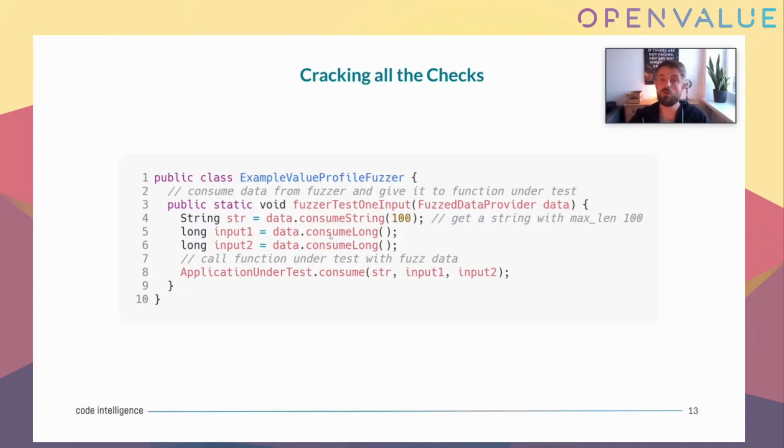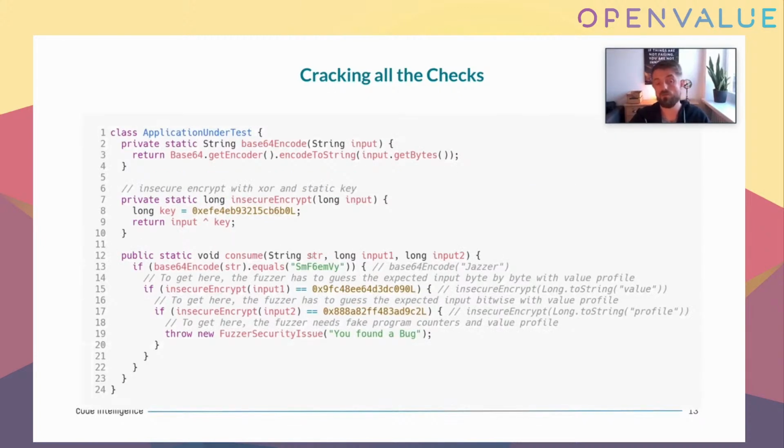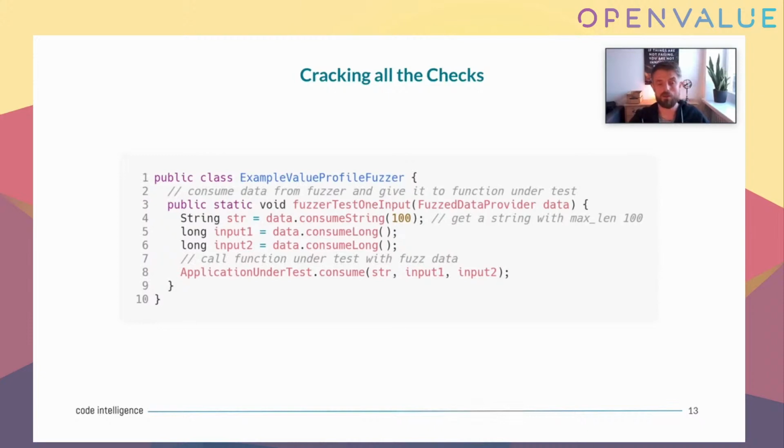We consume 2 long numbers, and we give it to the consume function, which I just have shown. You get a string and 2 long numbers representing other strings. And if you get that, you need to return, because we are using insecure encrypt here, so basically you get the value, put it into insecure encrypt, and then you get the other number out of there. And we are testing that.